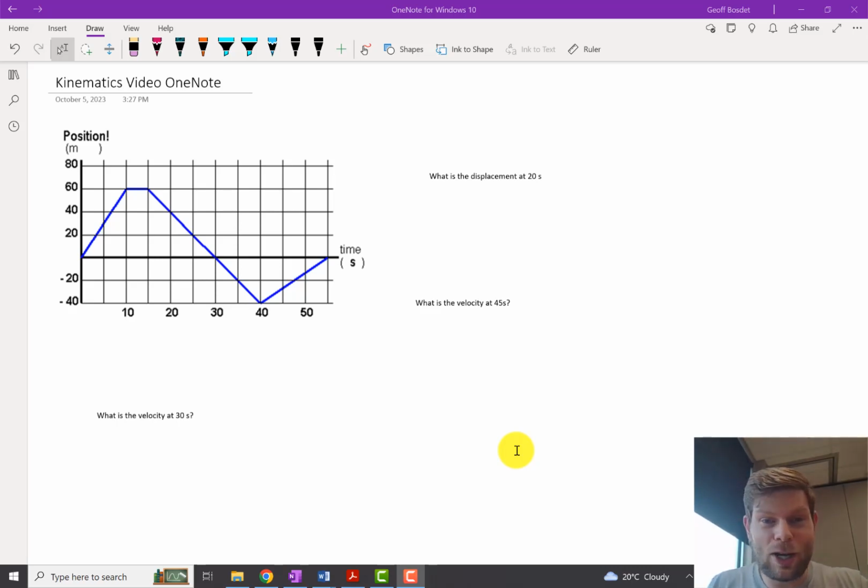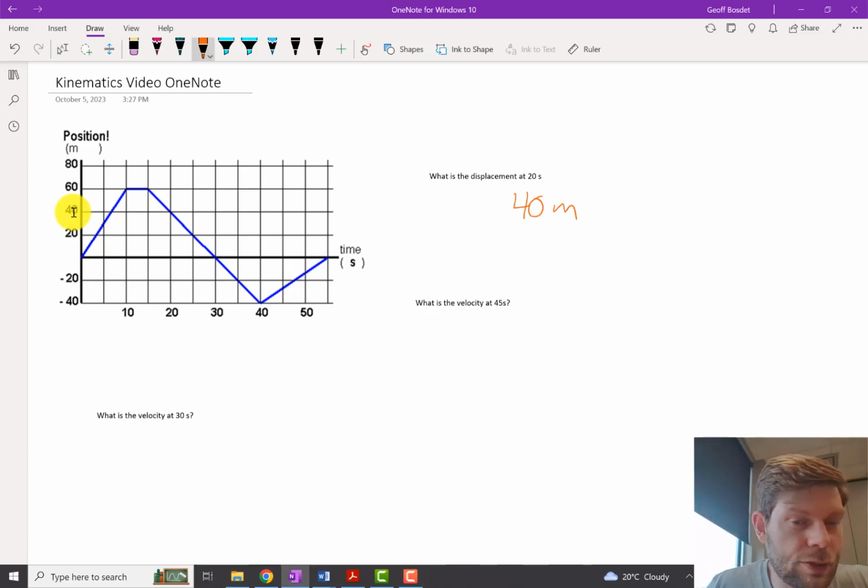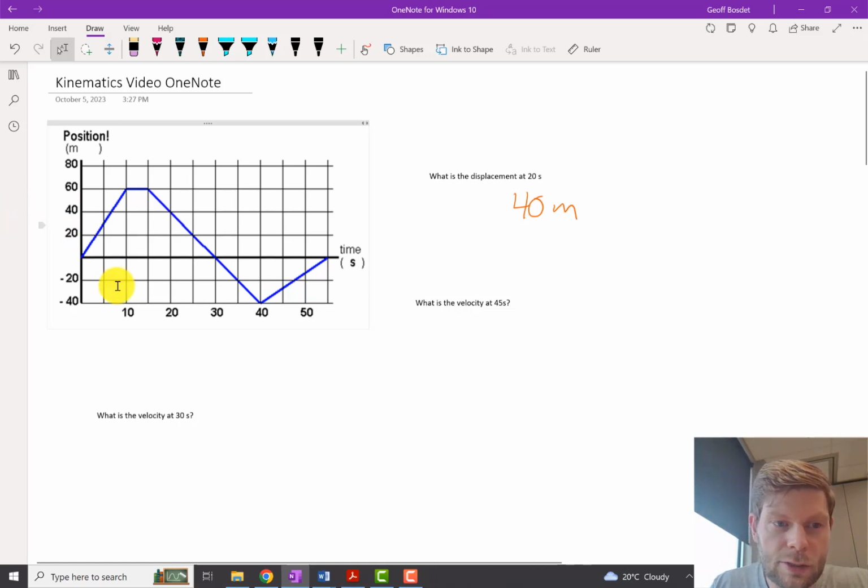If you've got a position time graph, like this one in your practice test, and I ask what is the displacement at 20 seconds? Displacement is just how far you are from where you started. You started at 0 here, and at 20 seconds your position is 40. You are 40 meters from where you started in the positive direction, whatever you have decided is positive.